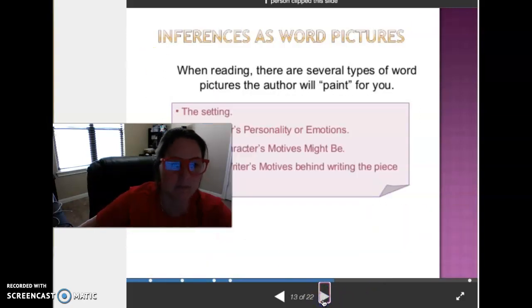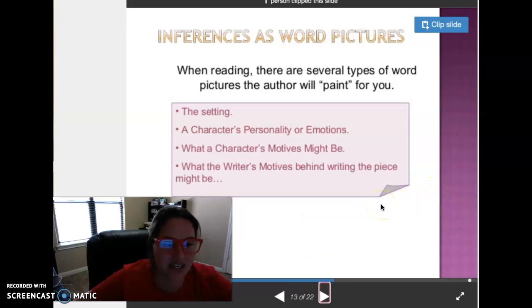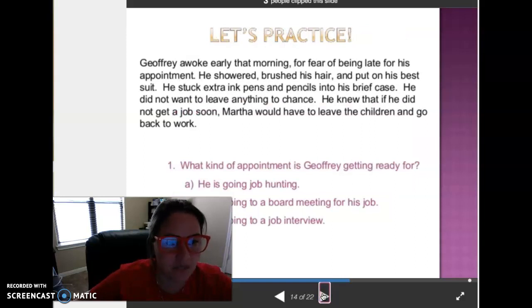All right, so when reading, there are several types of word pictures the author will paint for you. There's the setting, there's a character's personality or their emotions, what their motives might be, what the writer's motives behind writing the piece may be. So that all kind of boils down to author's purpose as well. So we're going to practice. I'm going to give you a scenario and then you're going to answer some questions. And actually, why don't you go ahead, continue in your notes. This is going to be your exit ticket for today. So I'll read it and then you go ahead and write down what you think the answer is.